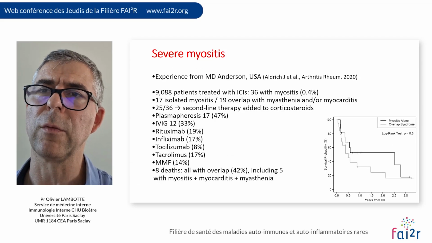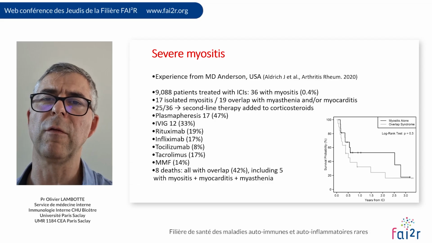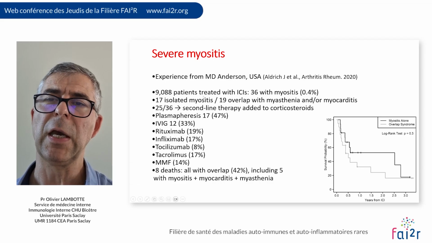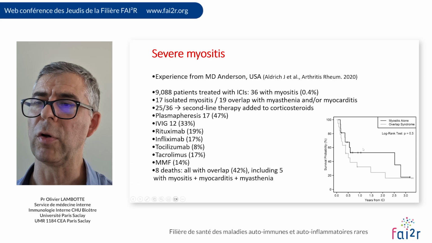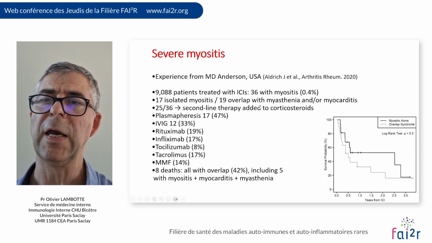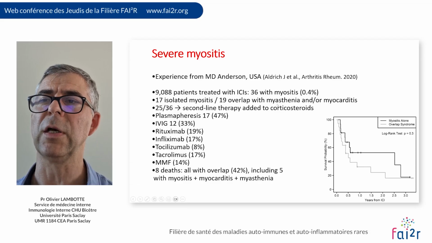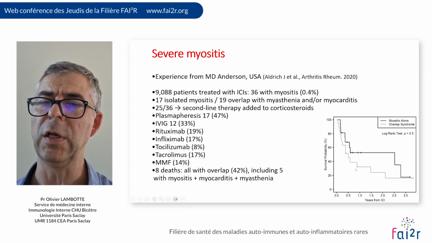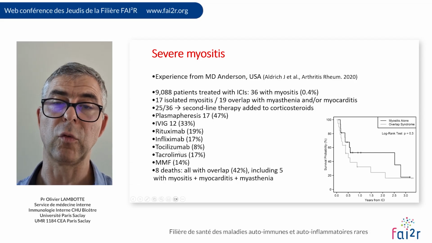Here you have the experience of a big cancer center in the US. It's interesting because you have a high number of patients, more than 9,000, only 36 with myositis, and 2 groups: the group of isolated myositis with nearly 50% of survival, and 19 with the overlap syndrome with myasthenia and myocarditis. And in this group, in gray, you have 8 deaths, all in this group, despite different treatments received.